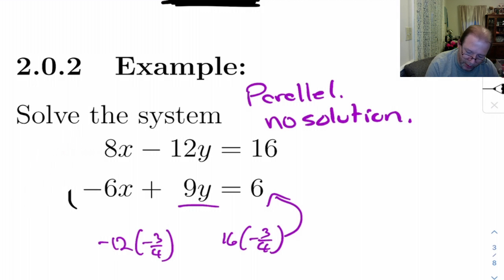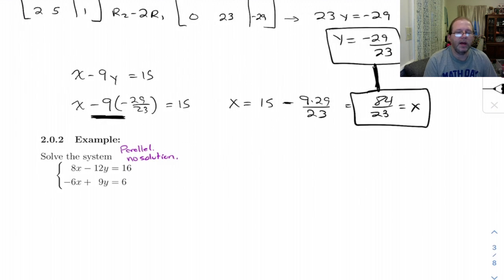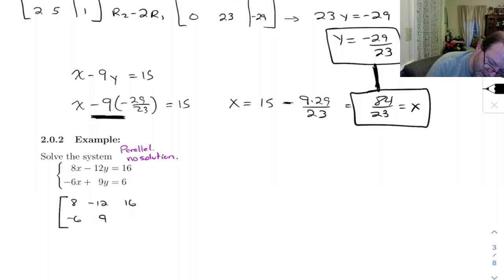But pretend we didn't know that. What would happen if we tried to use Gaussian elimination with back substitution? Something neat is going to happen here that's going to also tell us this has no solution. Let's first write it as 8, -12, 16, then -6, 9, 6. All right, we're supposed to get a 0 down here.